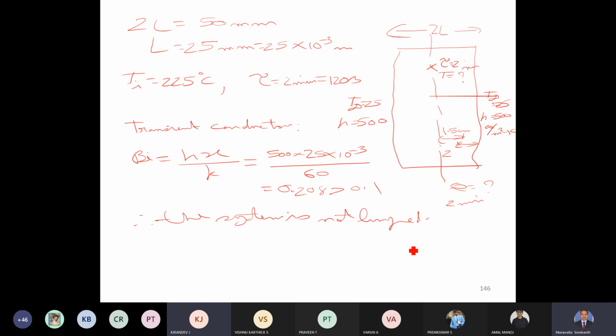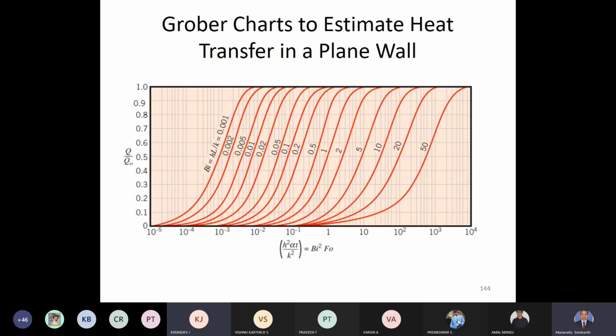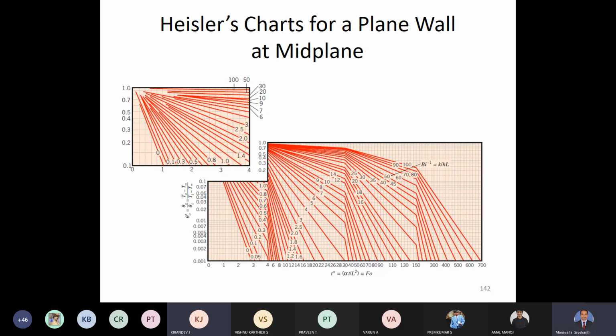Now the option available to us is whether it is infinite or semi-infinite. You can see that this is a finite plate width of 50 millimeters, so this is most likely an infinite body. We'll use the equations or the charts available for the infinite body. If you look at the charts available for the infinite plane wall, this is the infinite plane wall.